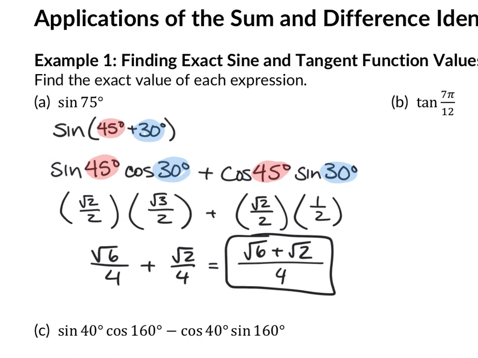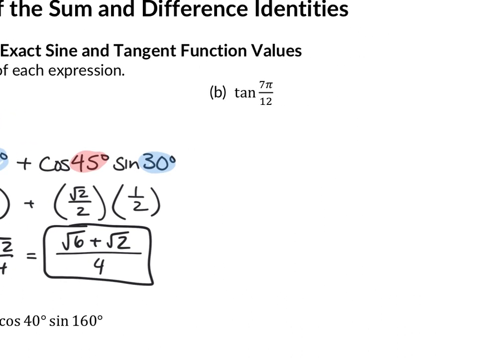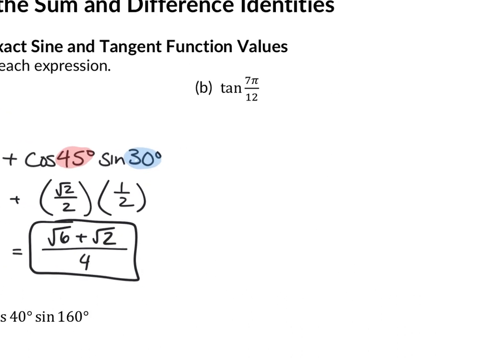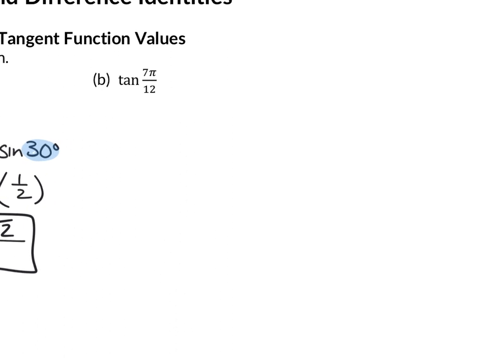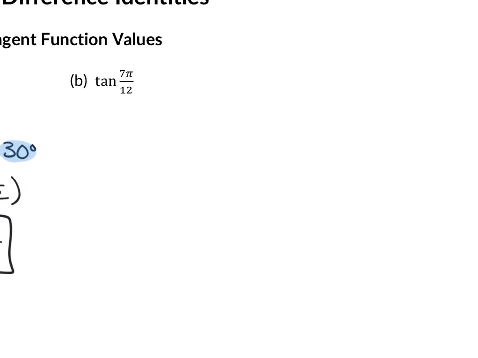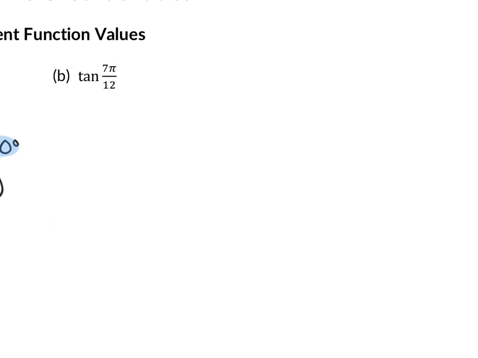For part B, our first tangent, you might have to flip back to that table I gave you, but is there a way you can add or subtract some angles we know to get 7 pi over 12? Pi over 4 and pi over 3. Pi over 4 plus pi over 3. Yes, because that is 3 pi over 12 plus 4 pi over 12, which does make 7 pi over 12.